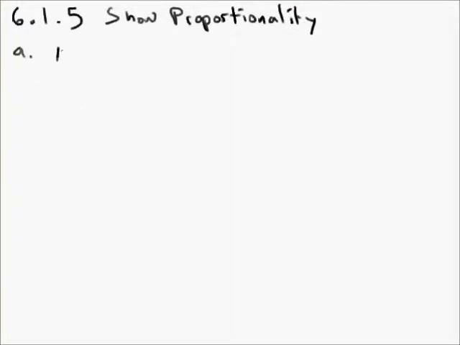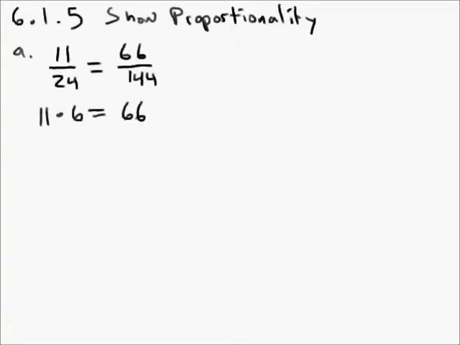For A, we're given the ratio 11 divided by 24 is equal to 66 over 144. And what we're looking for is some value such that when we multiply one side of the equation by it, we get the other side of the equation. In this case, let's take a look at 11 times 6. That's 66. So I take 11, I multiply it by 6, I get 66.